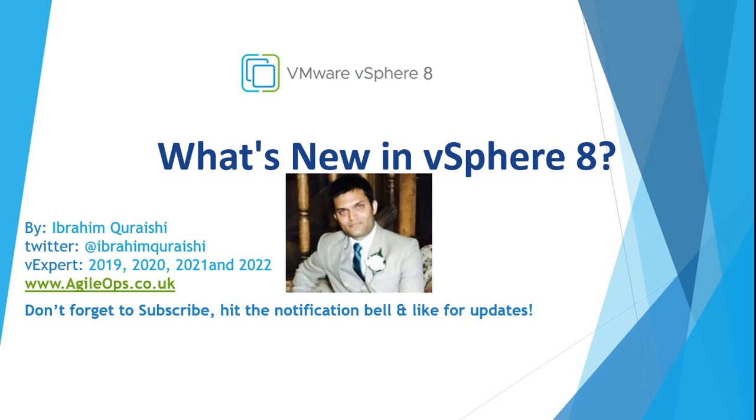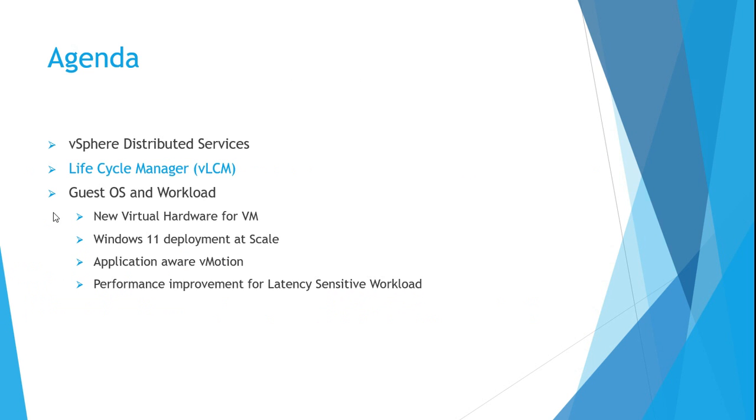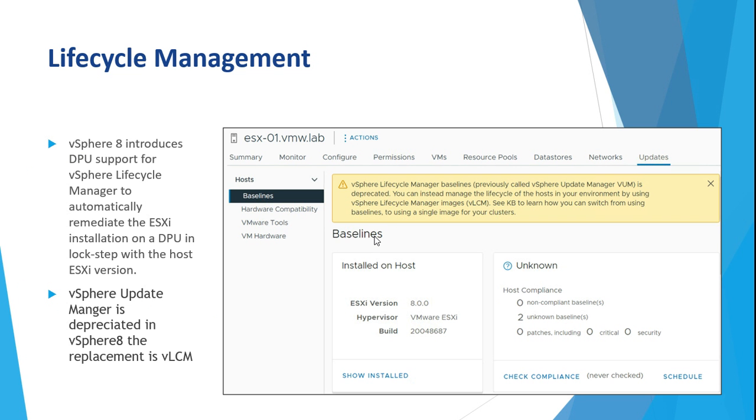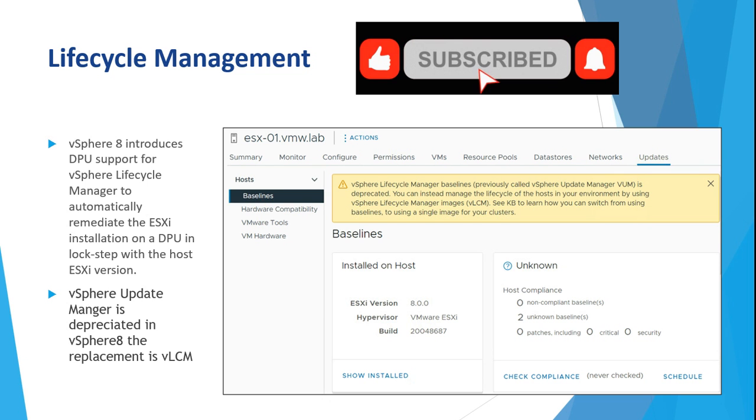vSphere 8. Today, as I said, we are going to focus on Lifecycle Manager. Let's get started with that. So Lifecycle Manager, as you understand, is basically replacing the vSphere Update Manager. Now when you go to the Lifecycle Manager console, you will see vSphere Lifecycle Manager baseline, previously called vSphere Update Manager or VUM, is deprecated now. So basically Lifecycle Manager is the new replacement, and it has got everything you need to manage the new environment of vSphere 8. There have been a lot of new changes coming up.